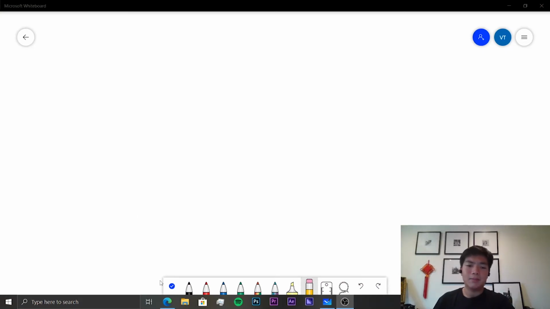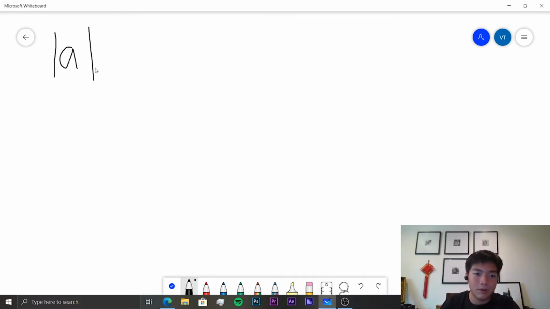So absolute values are very useful. Well, properties of absolute values are very useful in solving inequalities. I'll just go over the most important ones.